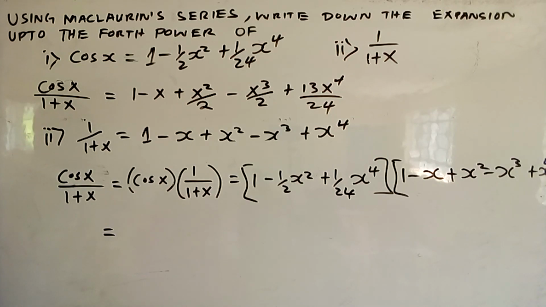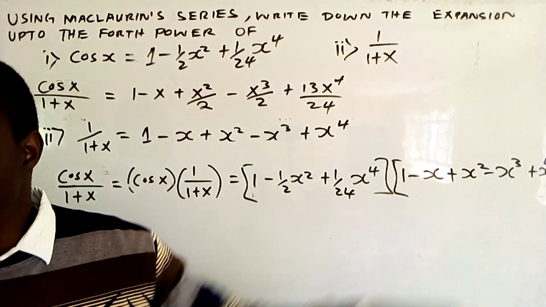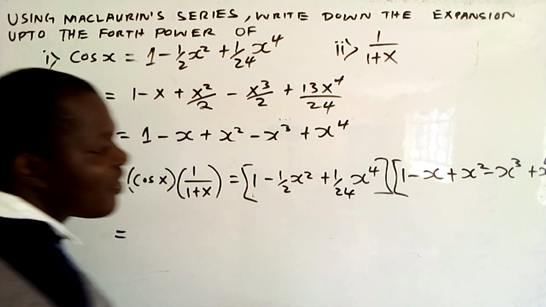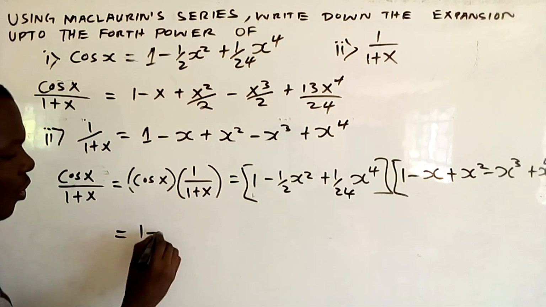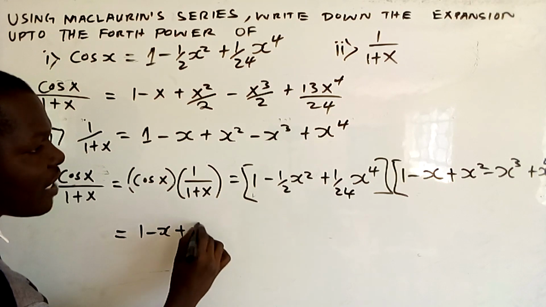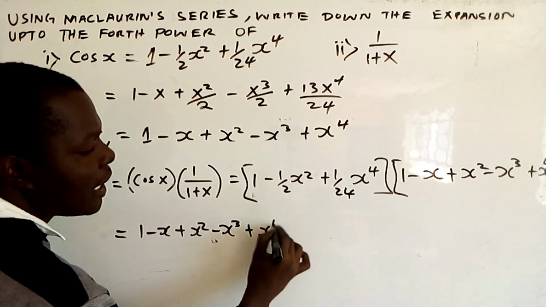Are we together? Anything which is a higher power you ignore. So let us start multiplying them. When you start with this one, you must multiply everything in the other bracket, isn't it? So this one multiplies everything in the other bracket: 1 times 1 is 1, 1 times negative x is minus x, plus x squared, minus x cubed, plus x to power 4.